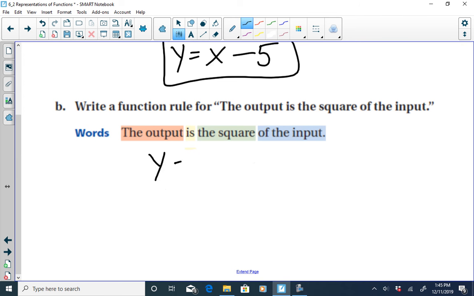All right. Write a function rule for the output is the square of the input. Your output is your y. This is your equal sign. The square of the input. Well, your input is x, and we are squaring that input. All right. Next.